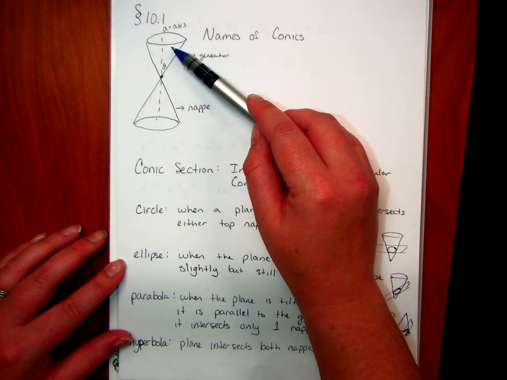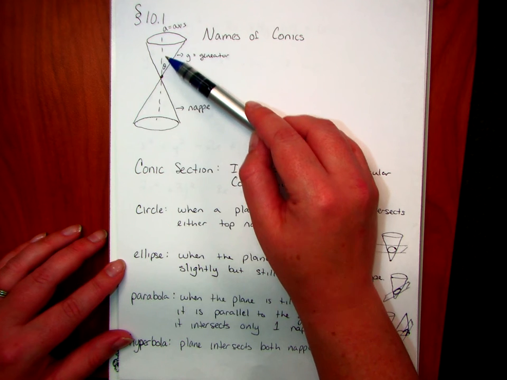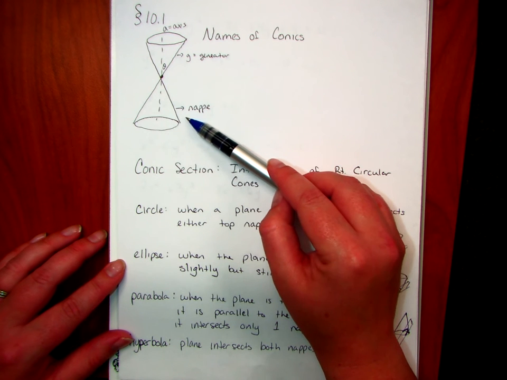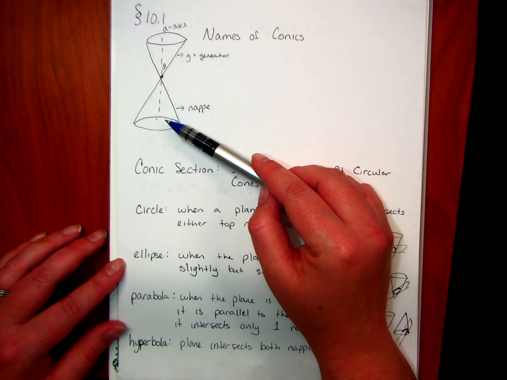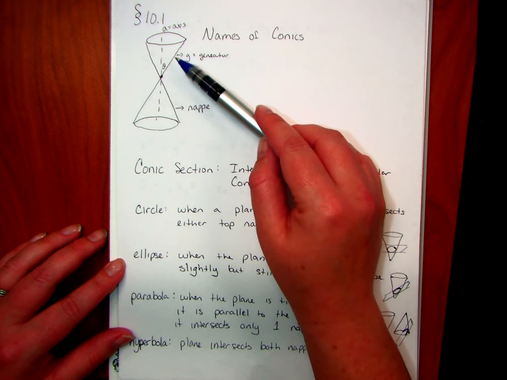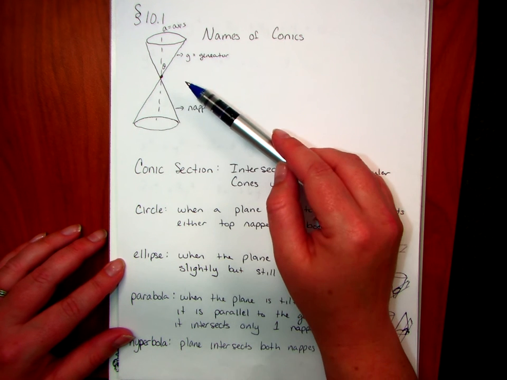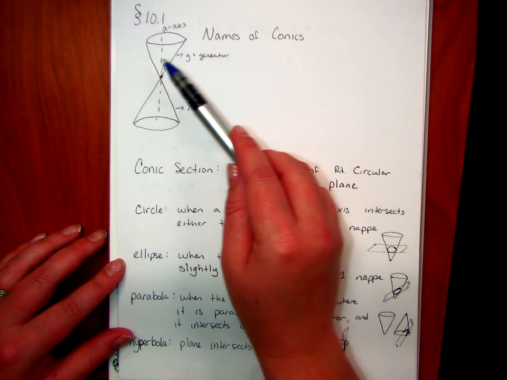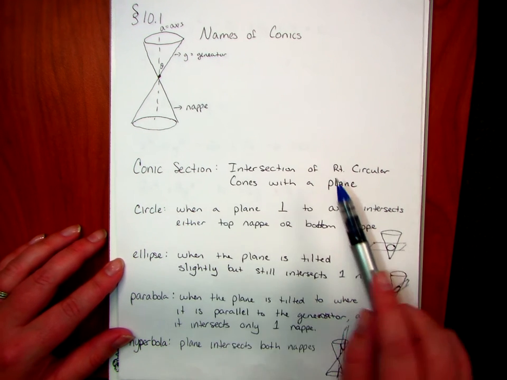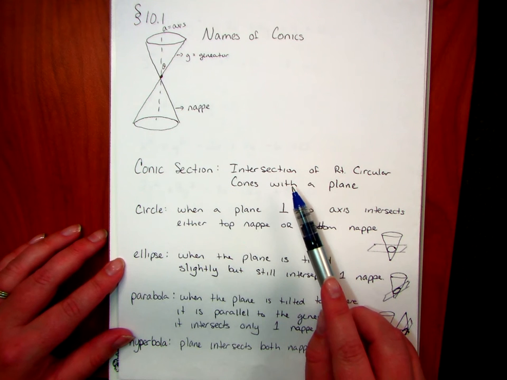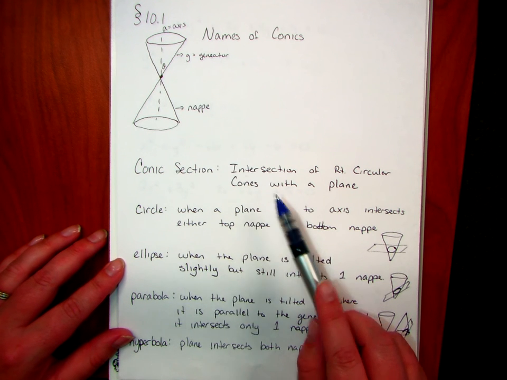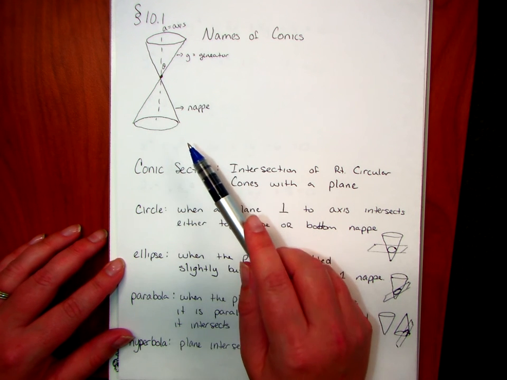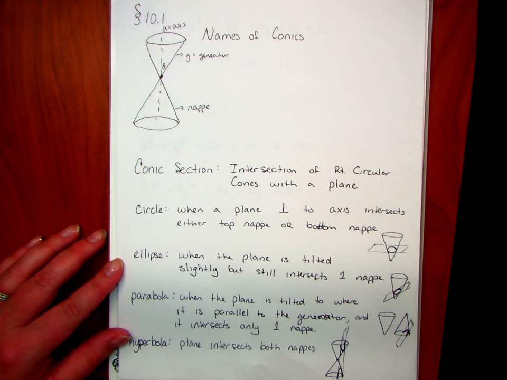Now each one of these shapes, they're called a nappe. All right, so that's what this is, a nappe. Okay, and so what's going to happen when we get conic sections is we're going to take this shape here and we're going to intersect it with a plane. All right, so a conic section is an intersection of a right circular cone with a plane. And depending on the angle of that plane, it's going to create different shapes.